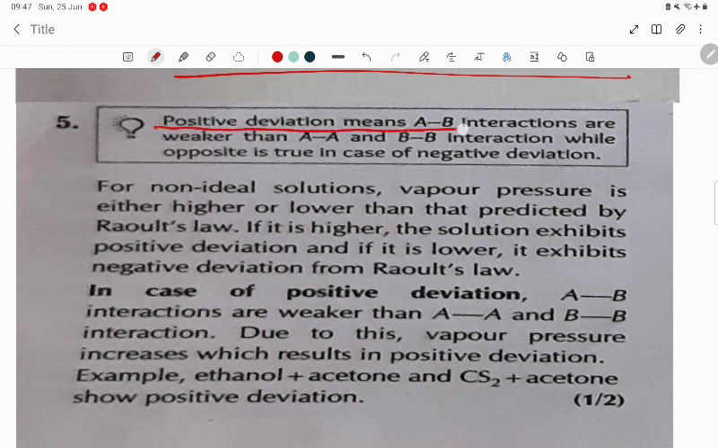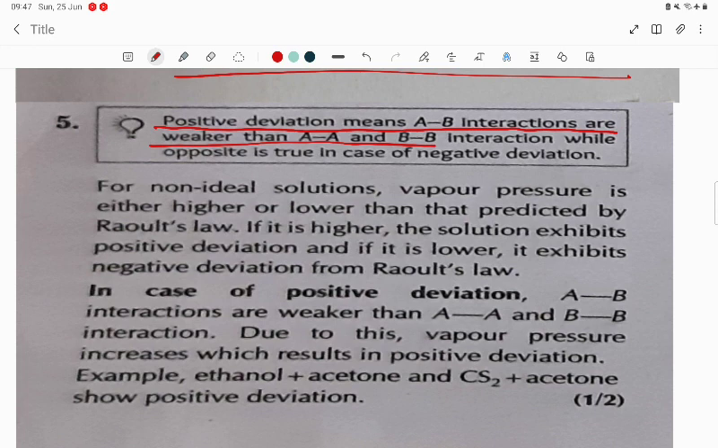Positive deviation means A-B interactions are weaker than A-A and B-B. It means the solute-solvent interaction is weaker than what, students? Weaker than the solute-solute and solvent-solvent interactions. So this is the positive deviation. If the interaction is weaker, it means more vapor pressure will be there, students.